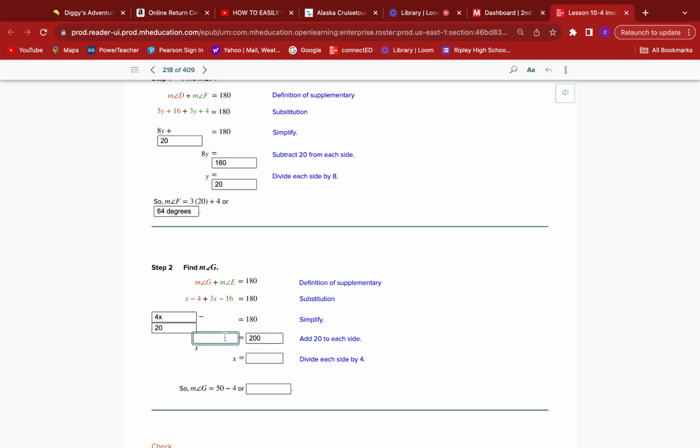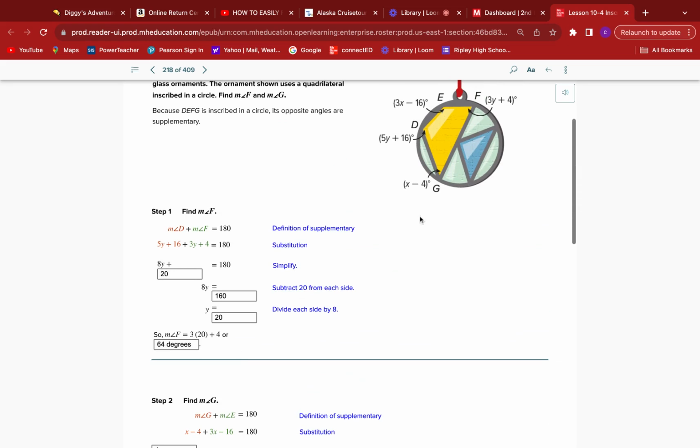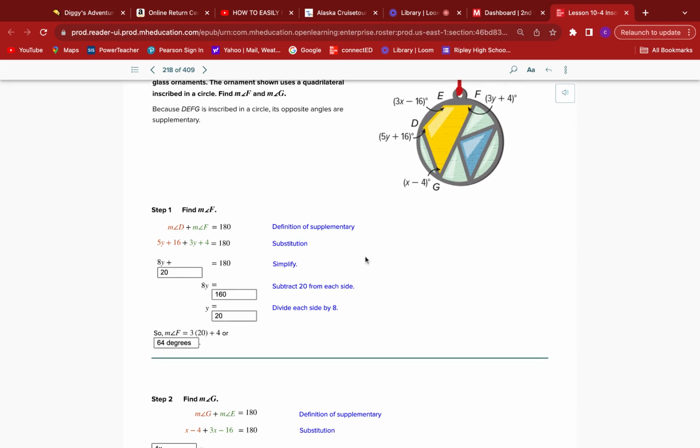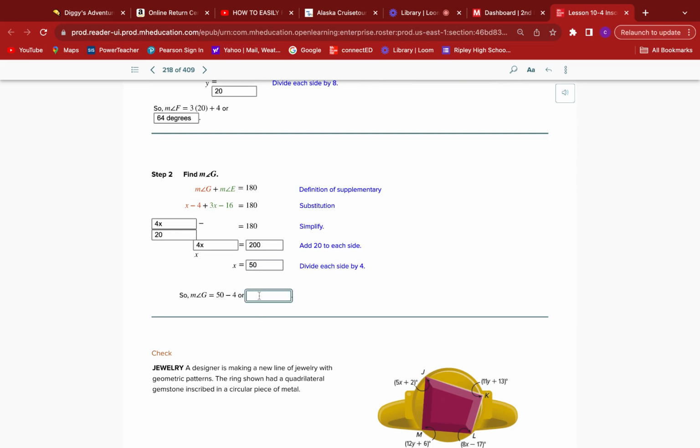That brings down my 4x. And the opposite of multiplying by 4 is to divide by 4. 200 divided by 4 is 50. So x is 50. Don't forget, we've got to find the measure of angle G. So I'm replacing this x with 50. And 50 minus 4 is 46 degrees.